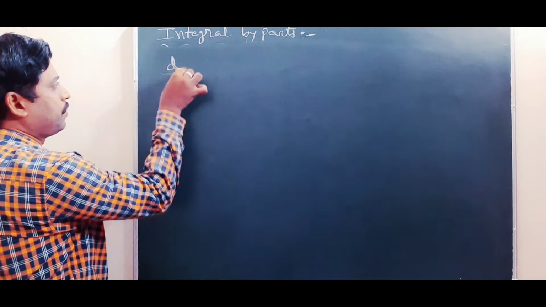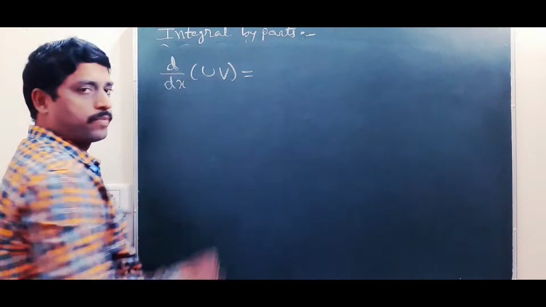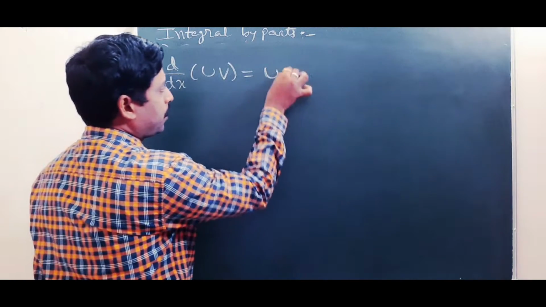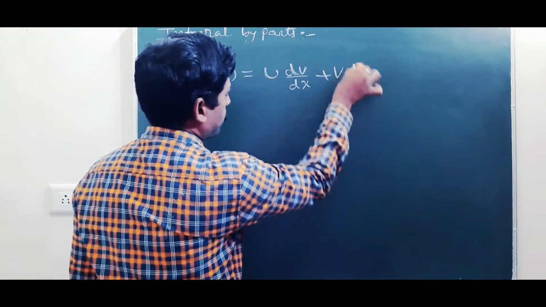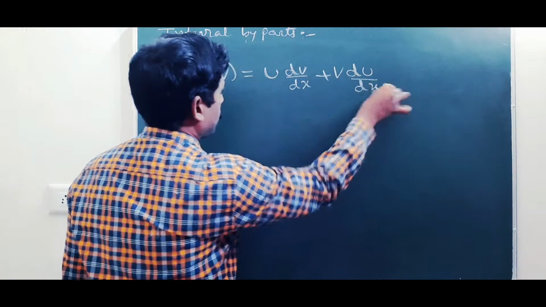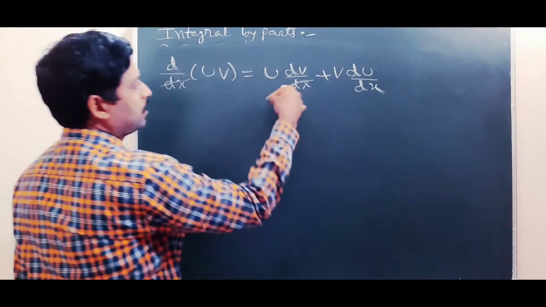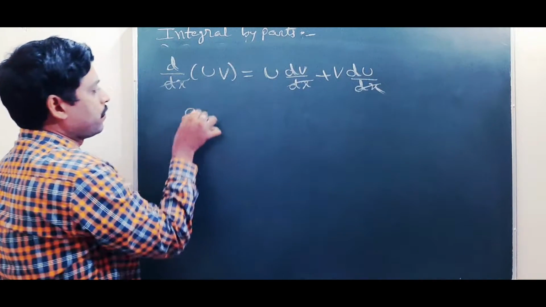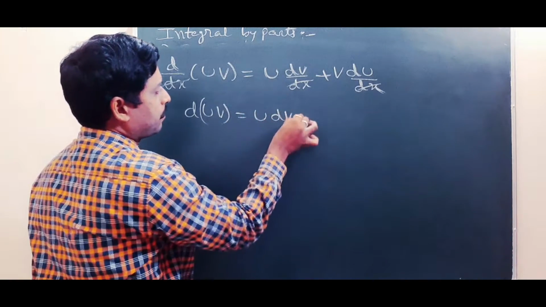We know that d by dx of uv, the differentiation of uv, is equal to u dv by dx plus v du by dx. Now one dx gets cancelled on both sides. So the derivative of uv is equal to u dv plus v du.